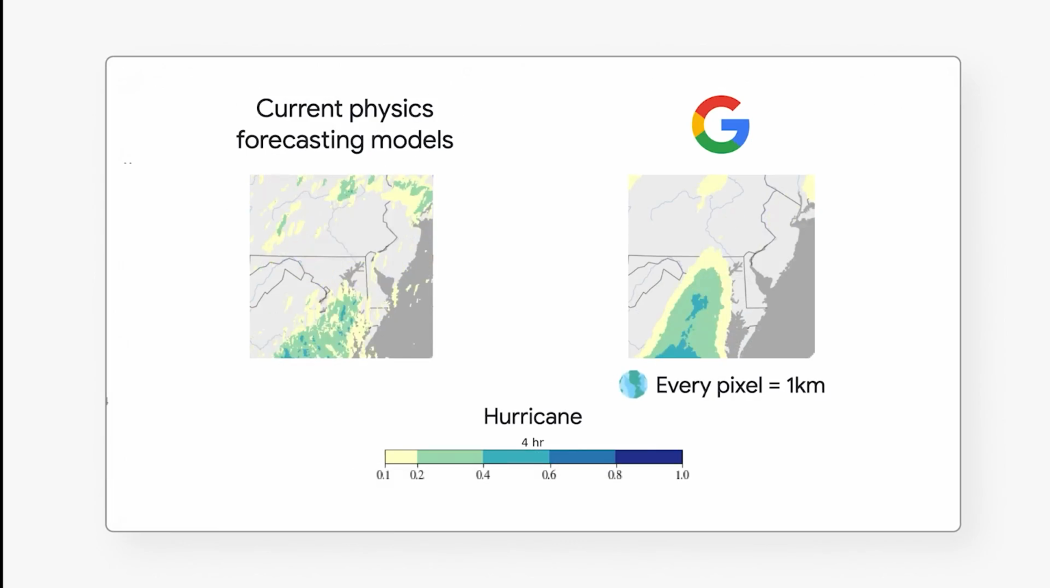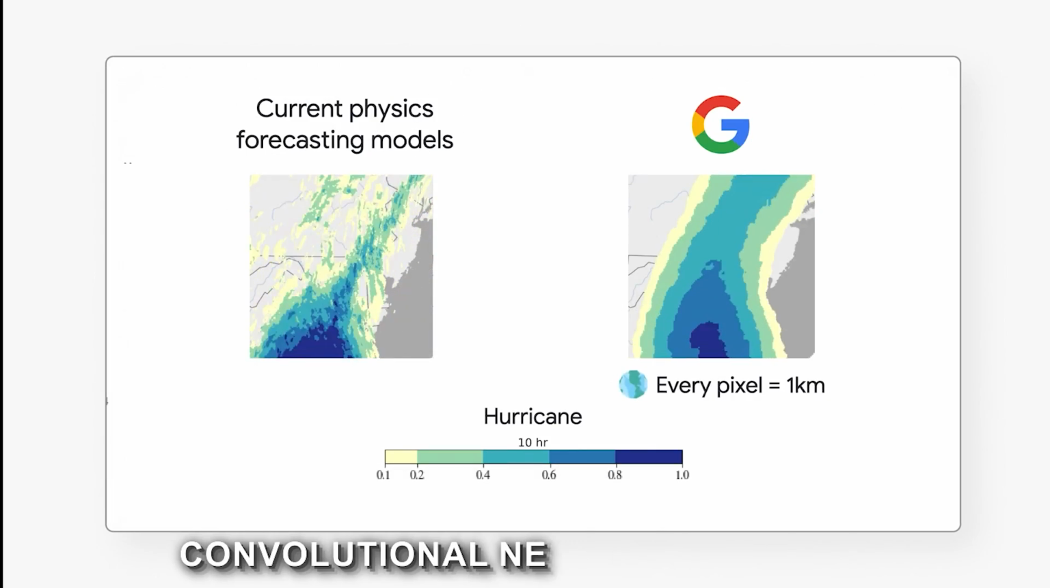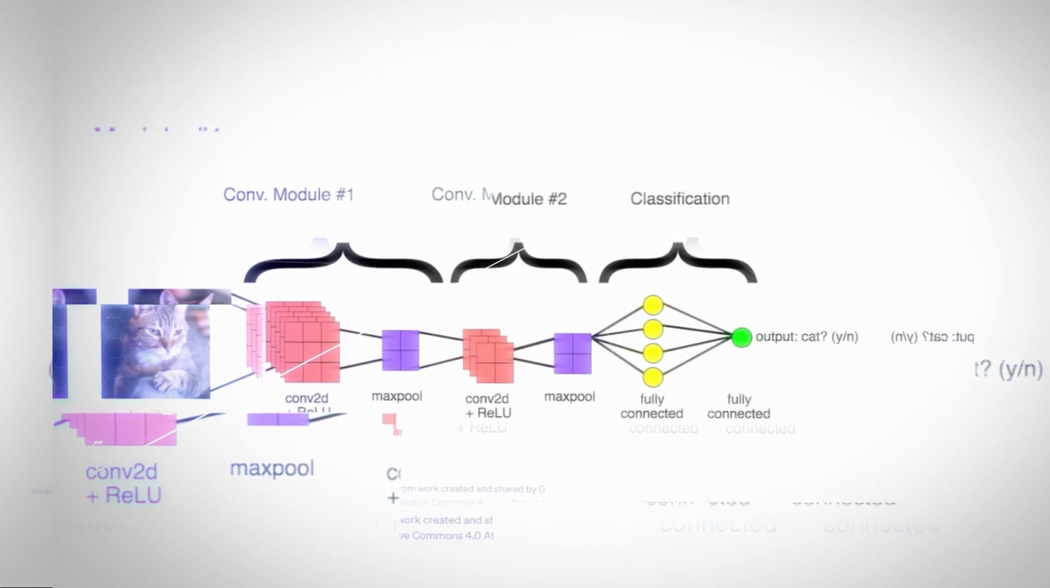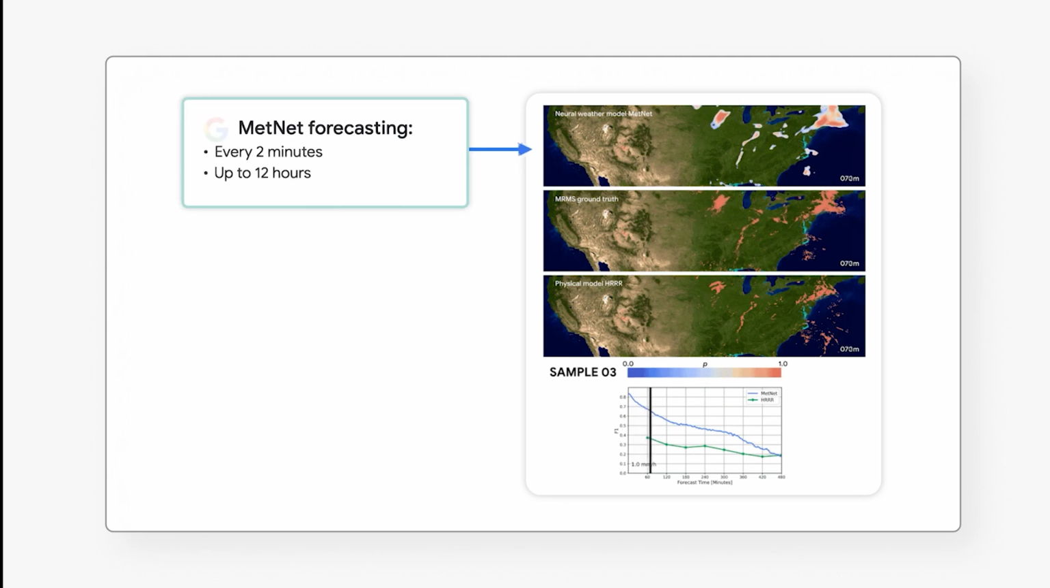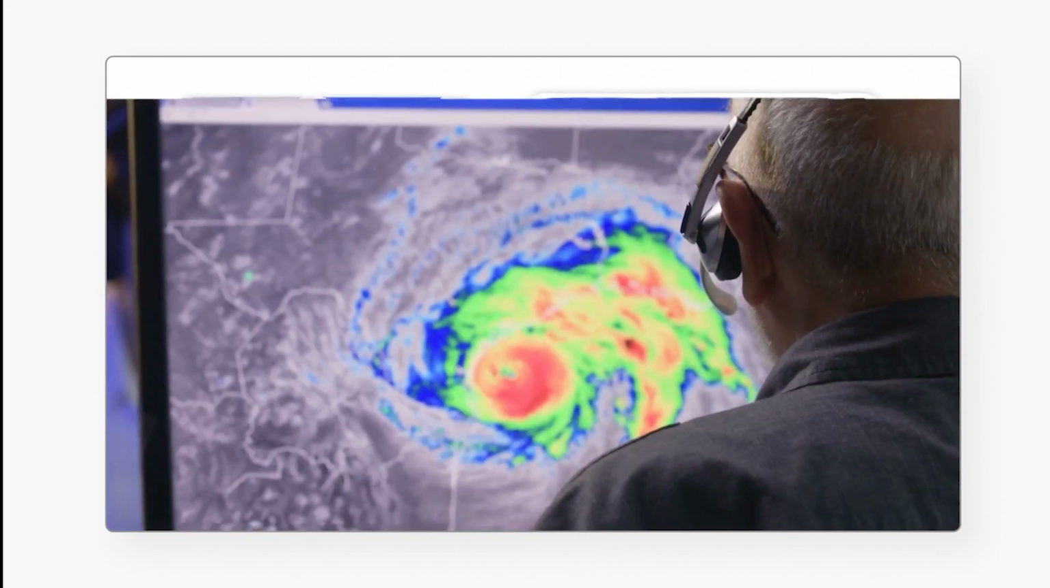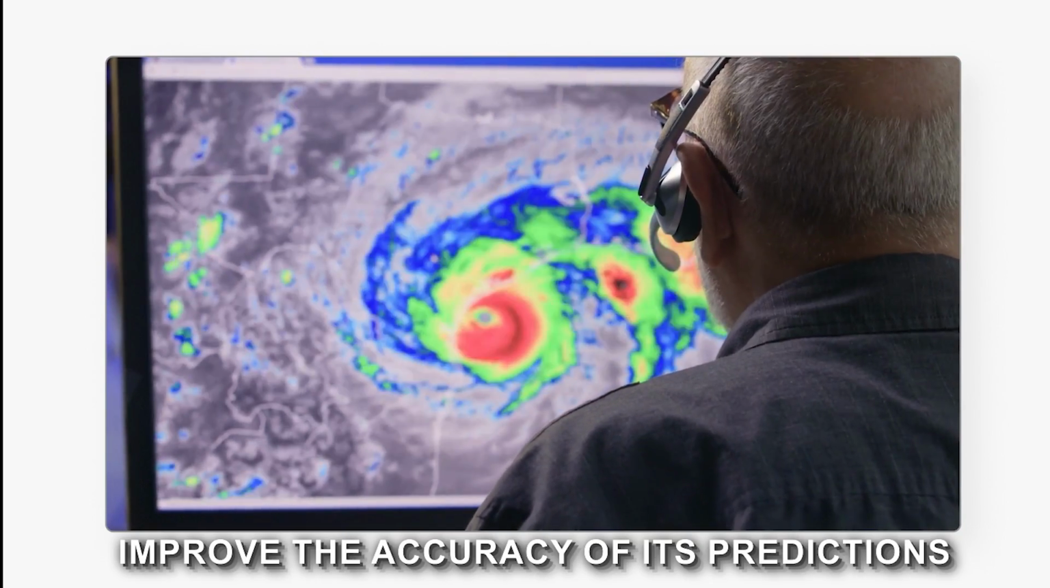The science behind MetNet-3 is rooted in what's known as convolutional neural networks, a type of AI that's exceptionally good at recognizing patterns. This is the same technology that powers facial recognition. But here, instead of faces, obviously, MetNet-3's neural programming recognizes weather patterns. MetNet-3 also uses a number of meteorological techniques to improve the accuracy of its predictions.